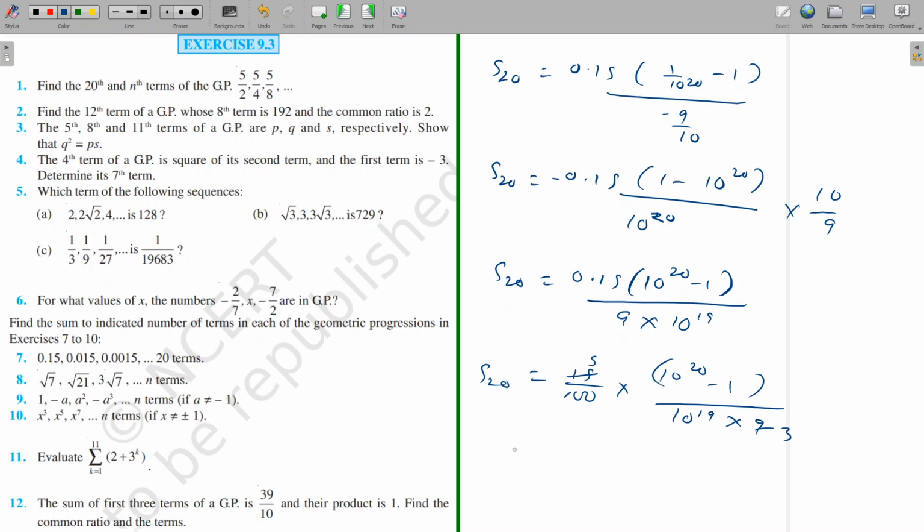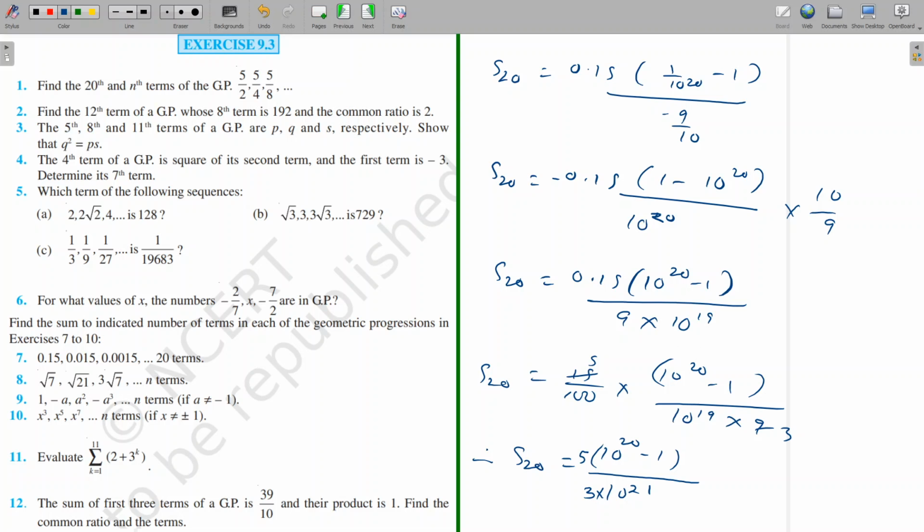So the final answer will be, therefore, S20 equal to 1 by 100, which can be written as 10 raised to 2, so this will become 10 raised to 20 minus 1, and of course 5 is here, and the whole divided by 10 raised to 21, and 3 is here. So this will be our answer.